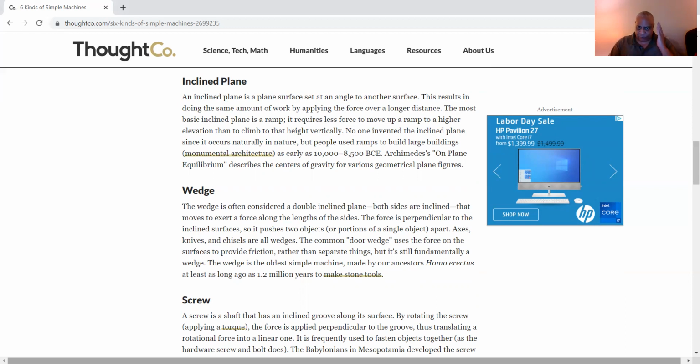Now you have axes, knives, and chisels. They're all wedges. The common door wedge uses the force on the surfaces to provide friction rather than separate things, but it's still fundamentally a wedge. The wedge is the oldest simple machine, made by our ancestors, Homo erectus, at least as long as 1.2 million years ago to make stone tools.